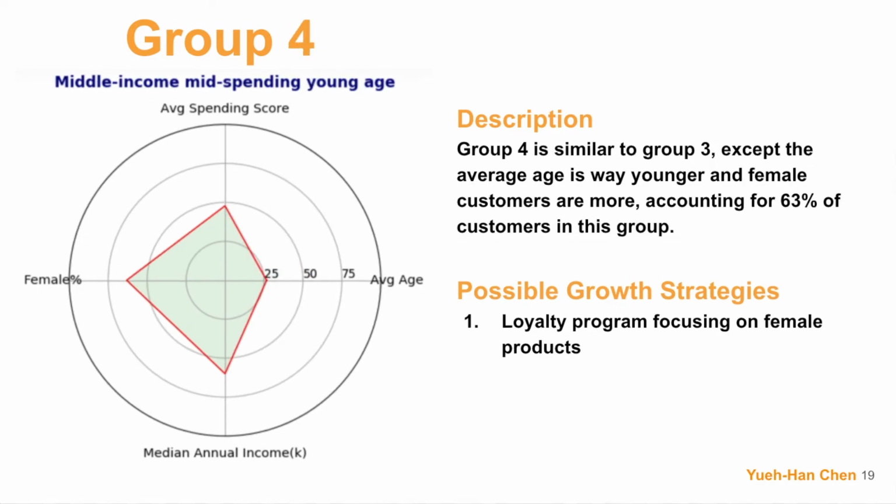Now let's look at group 4. This group is similar to group 3, except the average age is way younger and the female customers are more, accounting for 63% of the customers in this group. And the main strategy is also a loyalty program, but with a focus on female products.